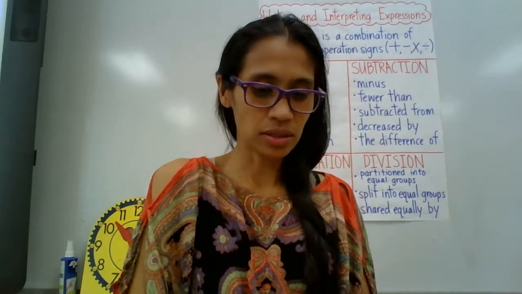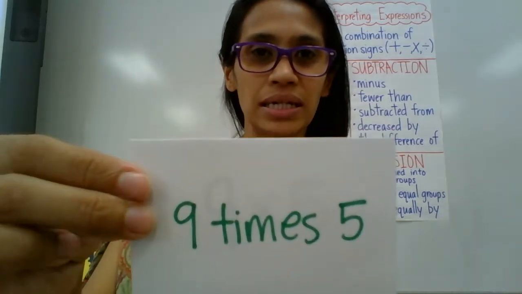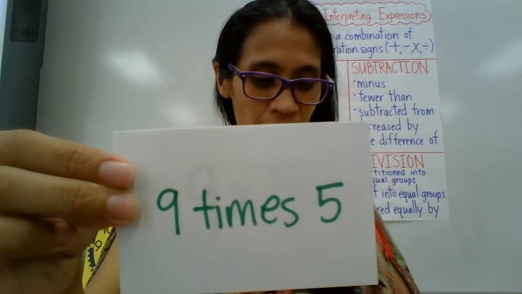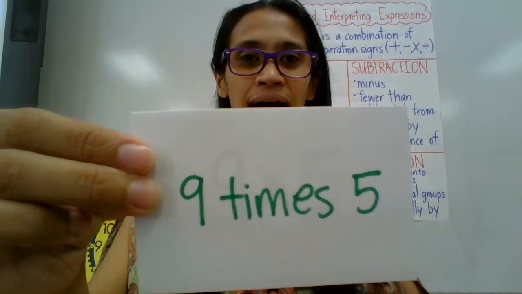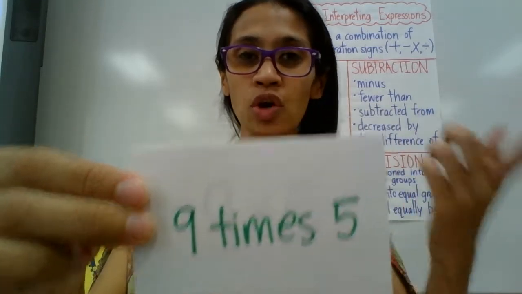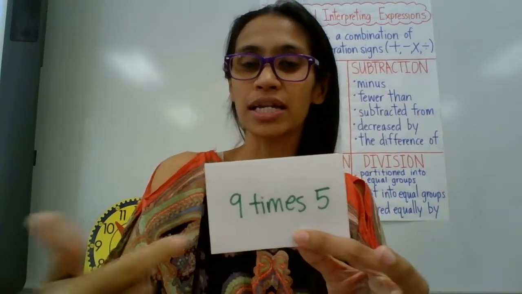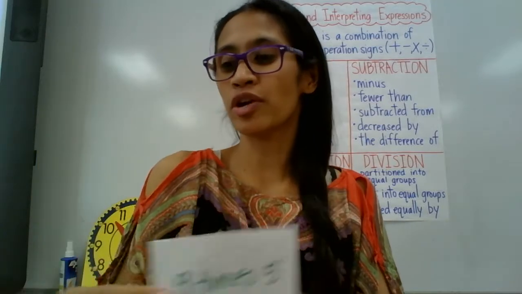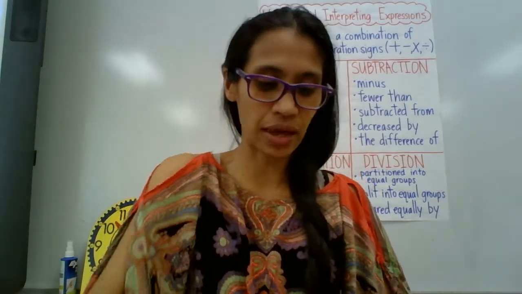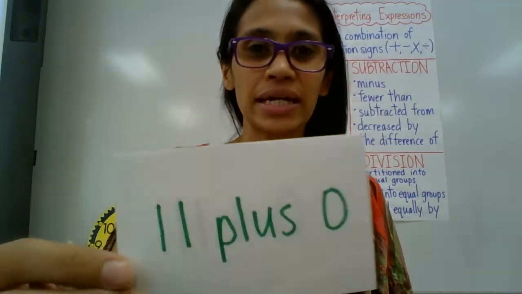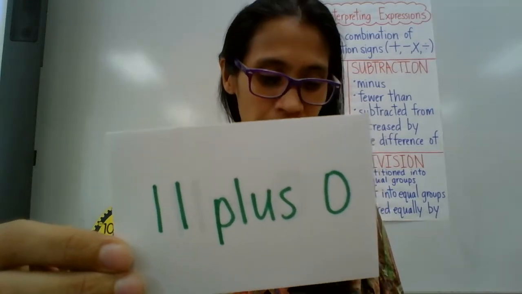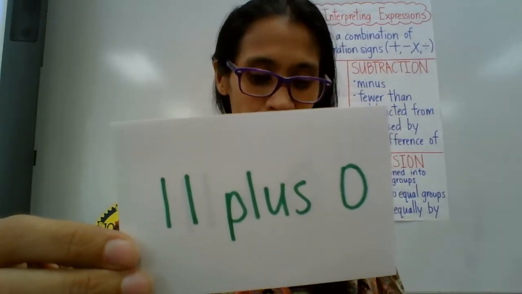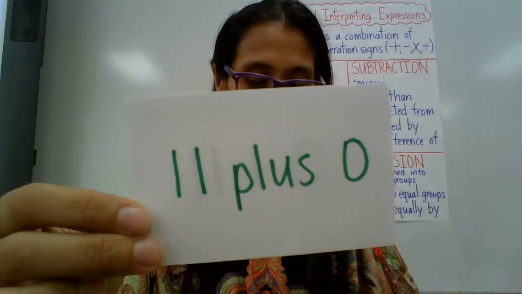The next one. 9 times 5. Now, don't just write the answer. I want you to write the words and the numerical expression, okay? You got to do them both together. All right, the next one. 11 plus 0.